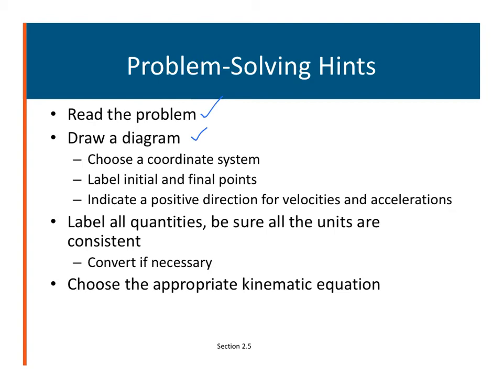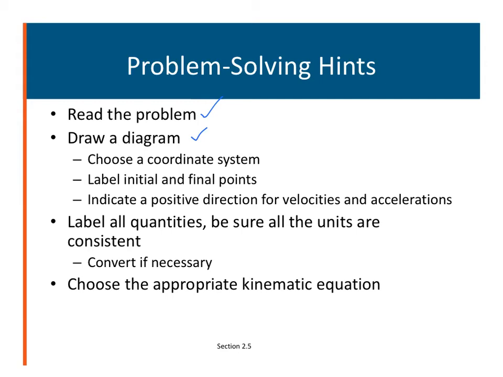Is it up? Is it right? Is it left? Is it down? Where is our positive direction? We need to make sure that that's clear. And then label all quantities to be sure that the units are consistent, and convert if necessary. We need to be in SI units typically. However, if all of the units are in British units or CGS, then maybe we could keep it in that, but just make sure we're consistent throughout with all of our units. And then choose the appropriate equation, as we just finished going over.